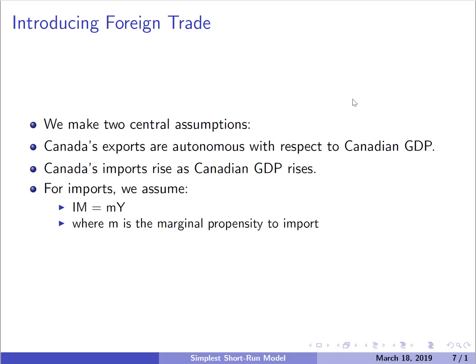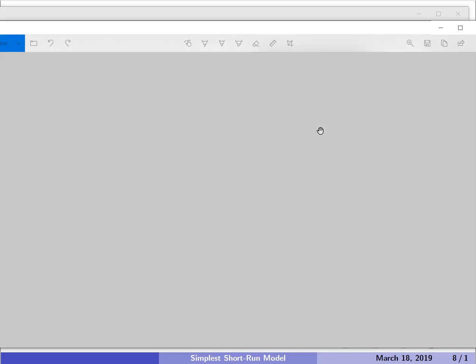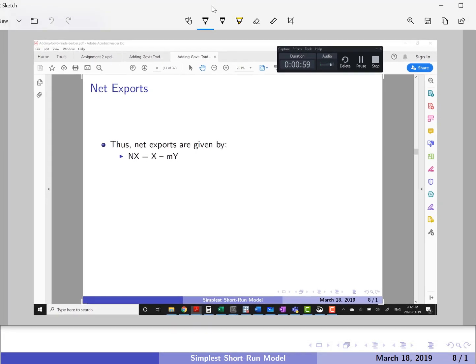Okay, so let's go to the next slide. And this is what our net export function looks like. So again, lots of screenshots behind each other, so let's get rid of that one. And let's move it up a little bit.